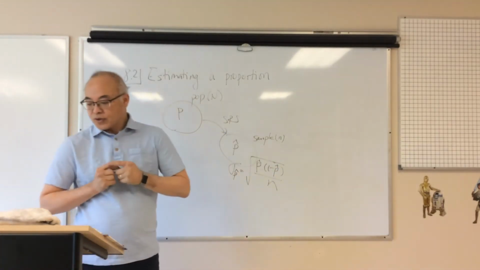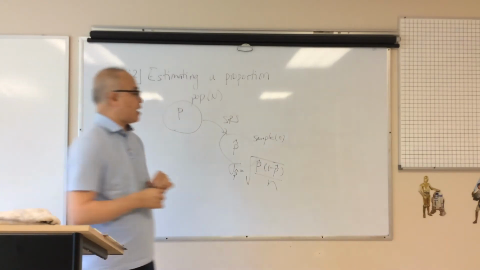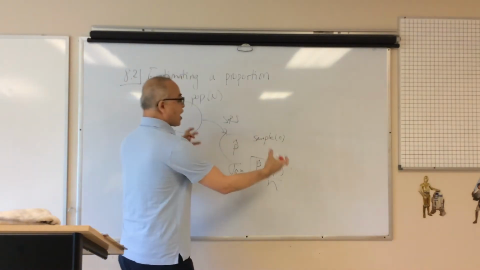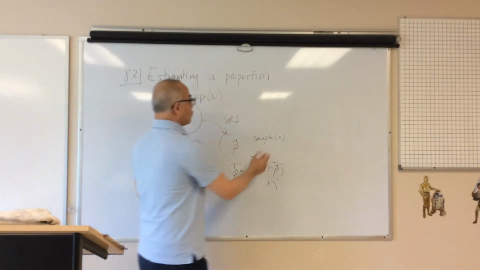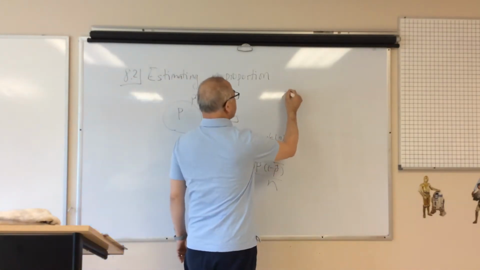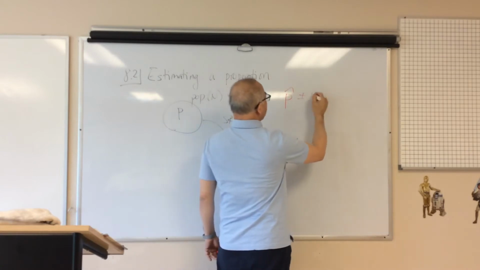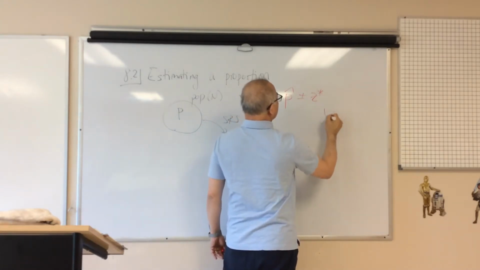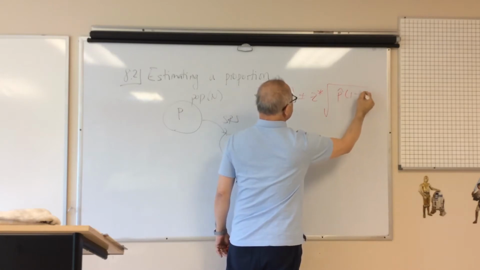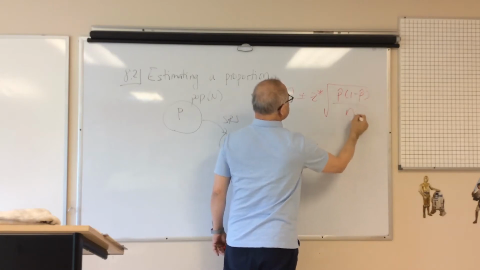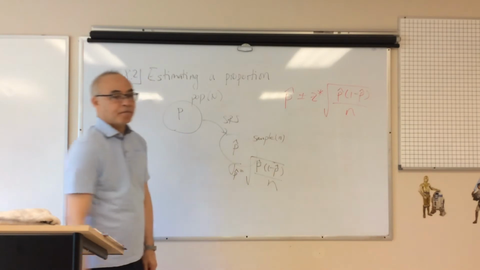So in order to find the actual confidence interval, we would find that it is p hat plus or minus a critical value times the square root of p hat times 1 minus p hat over the sample size. Okay?